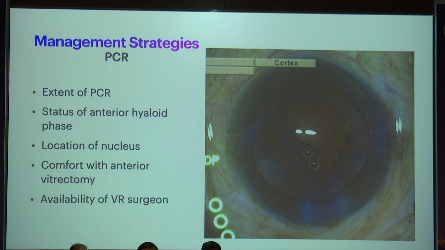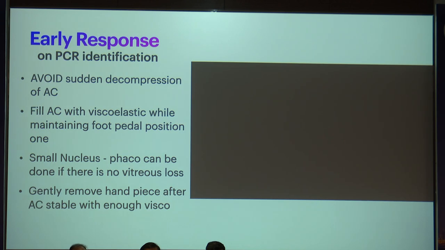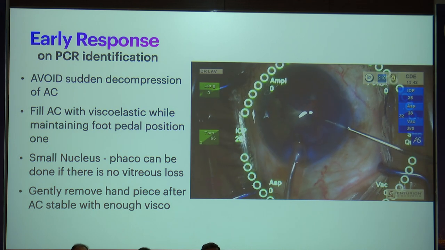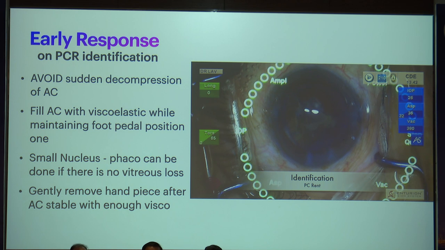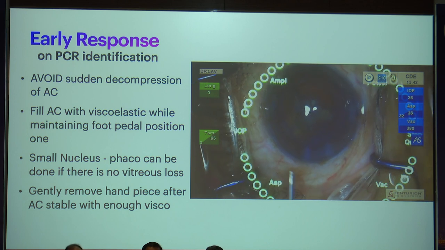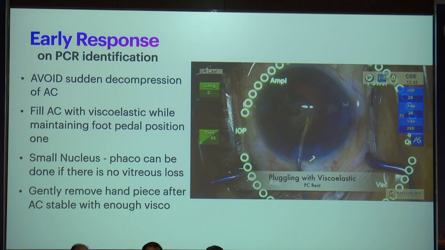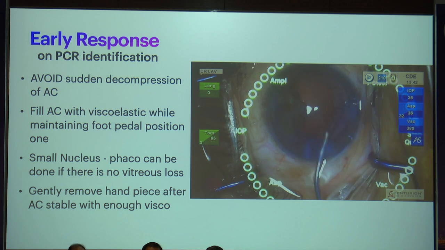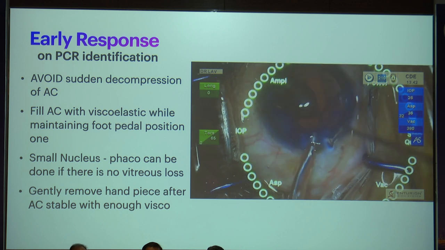So management strategies: first, analyze the extent of PCR. As you could see here, it is this portion. Check the status of the anterior hyaloid face, whether the vitreous loss is there or not, the location of the nucleus, comfort with anterior vitrectomy, and availability of a VR surgeon. Luckily, we have quite a few VR surgeons with us, so that stress is not there. Early response: as you could see in the case I had shown, the PC rent was there and we continued. After that, the AC is formed with viscoelastic. And if there is no vitreous in the AC, the remaining portion of the nucleus can be very easily emulsified.